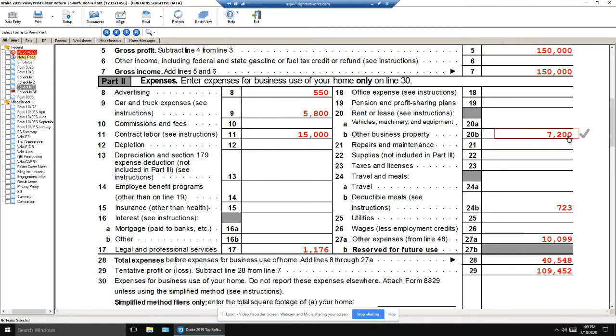Over here on line 20, we have rent. Another thing that's easy to leave off. If you're paying your studio rent, make sure that that gets here on line 20B as a deduction.